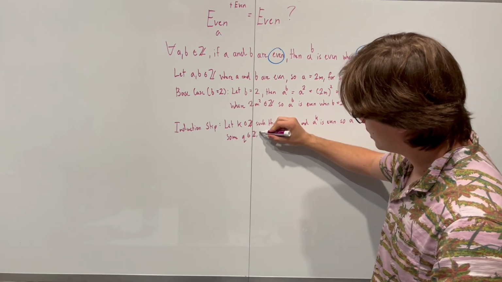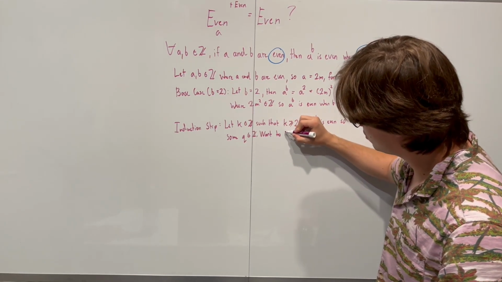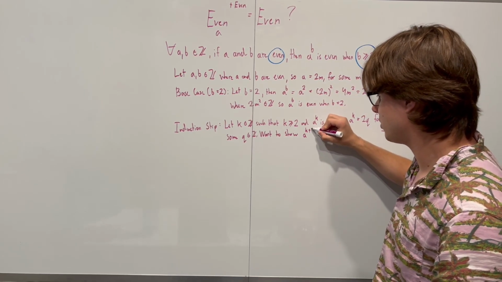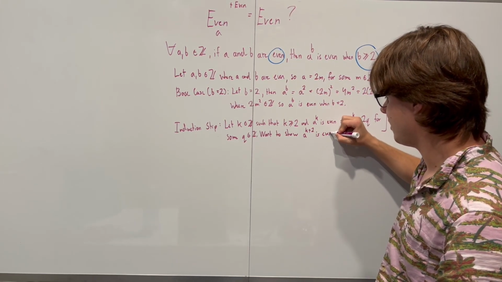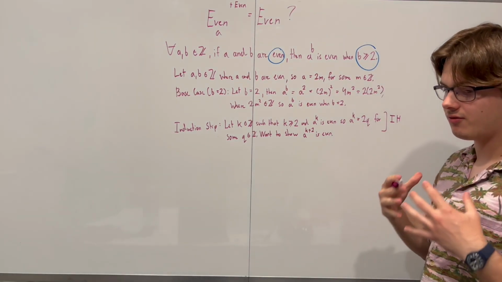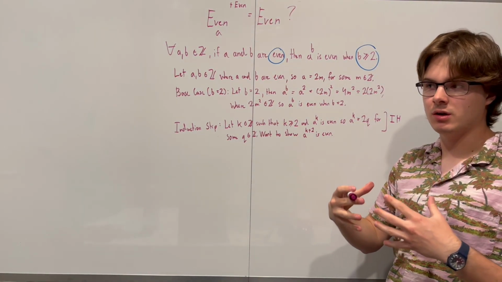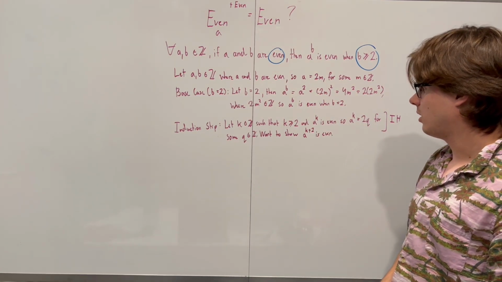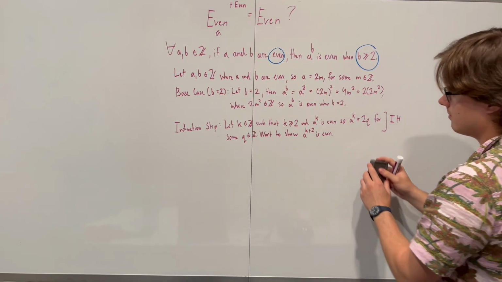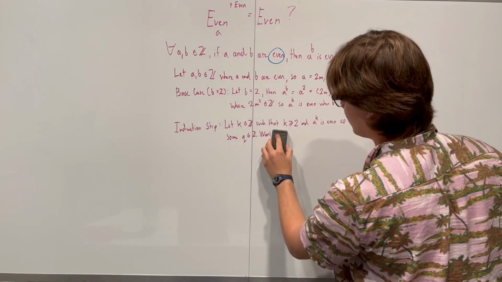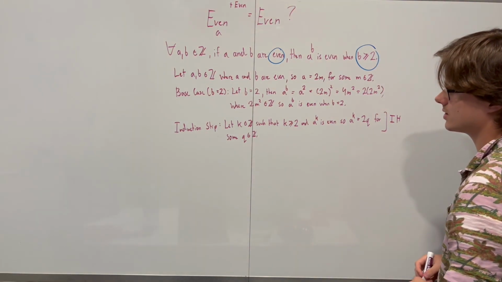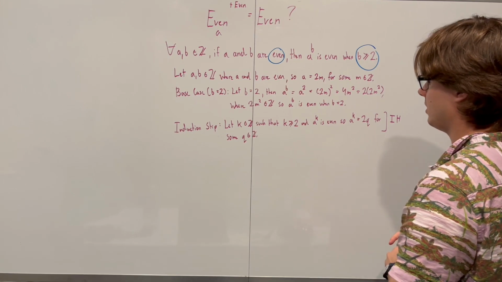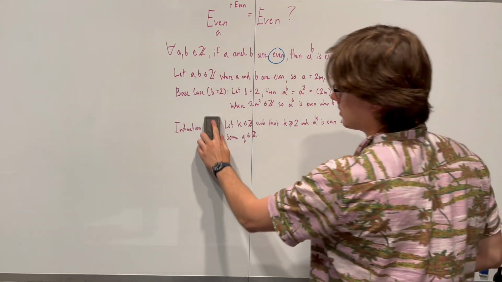What we want to show is that a to the power of k plus 2 is even. We want to show that if you can find an a to the power of k that's even, the next even k is also going to be even. Which also reminds me, I've made a tiny mistake here. We're going to want to say that k is even, such that k is greater than 2. Yeah, okay, let me quickly rewrite that.